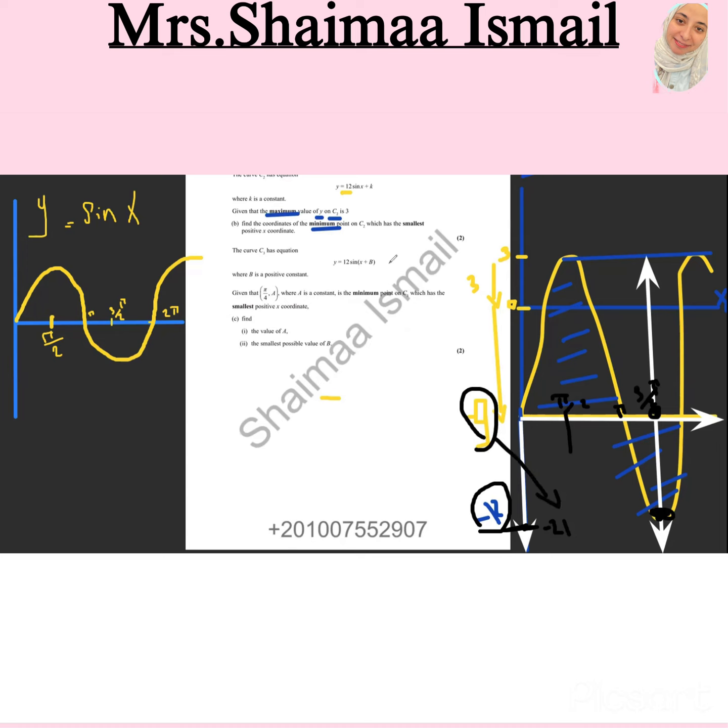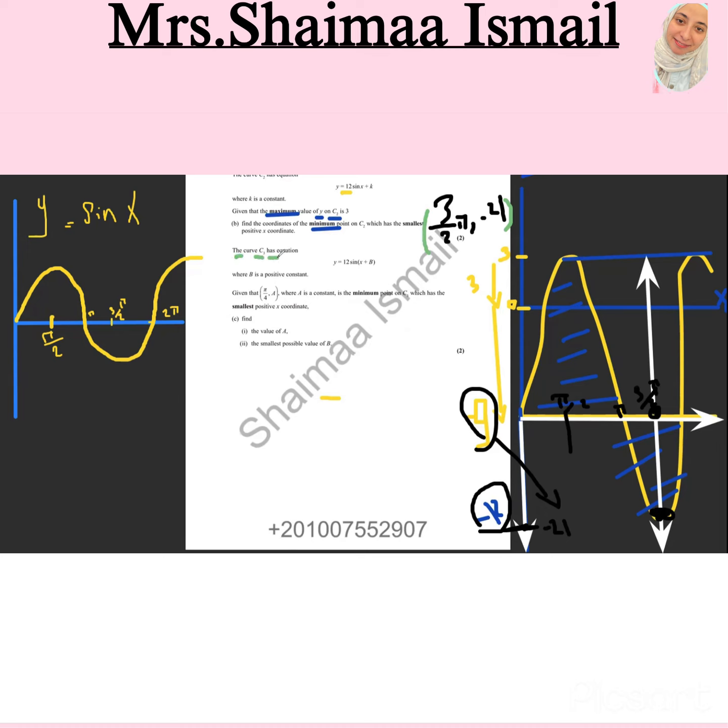So here we can write it. The new point here, or the minimum point here, is equal to 3 over 2 pi on the x-axis, and on the y-axis is -21. Okay, that's great.